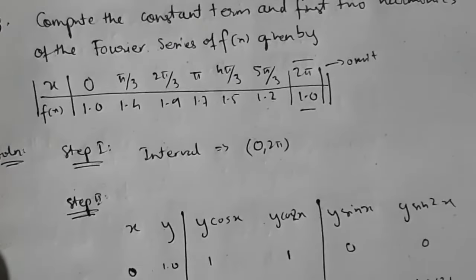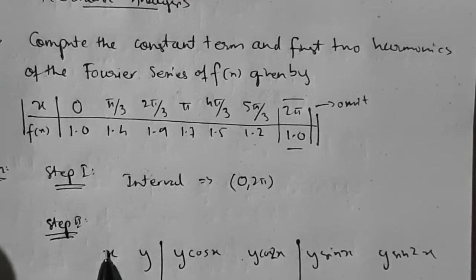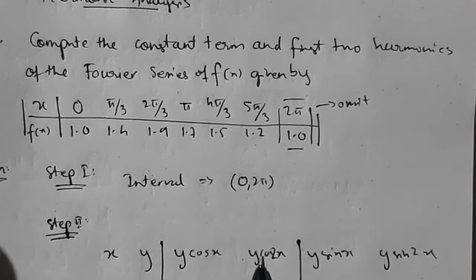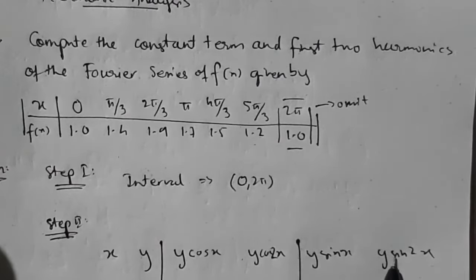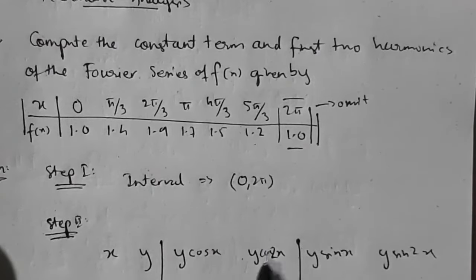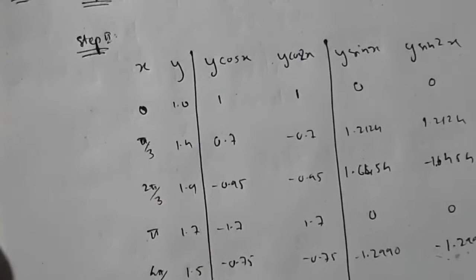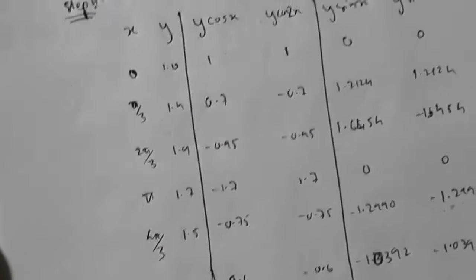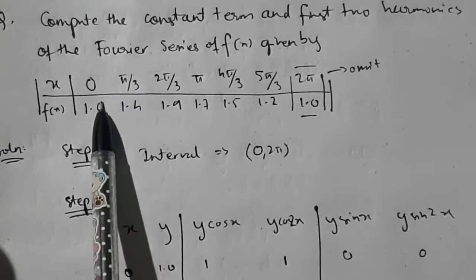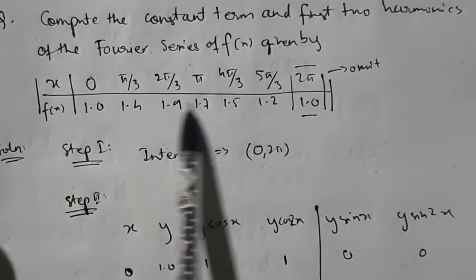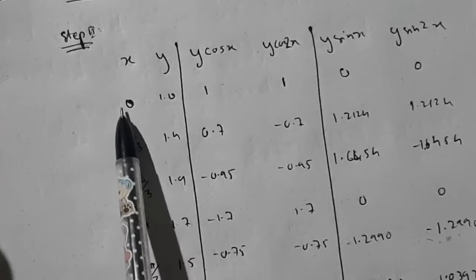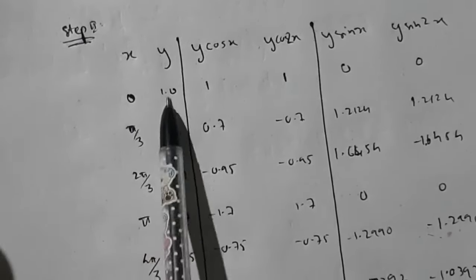What you need to do next, make this table. See, this table is easy. Write x, y, y cos x, y cos 2x, y sin x, y sin 2x. All right, now what is x? These all values, write down here. Then what is y? For each x you will have f of x. This is y. Write all these values respectively, for 0, pi by 3 till here.